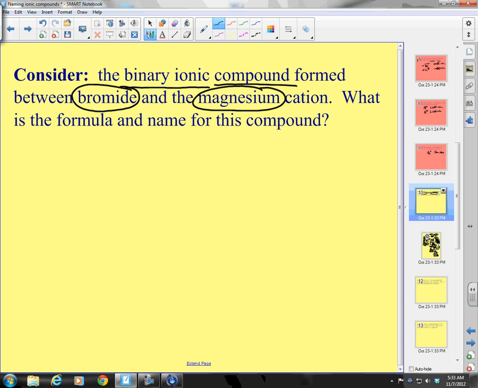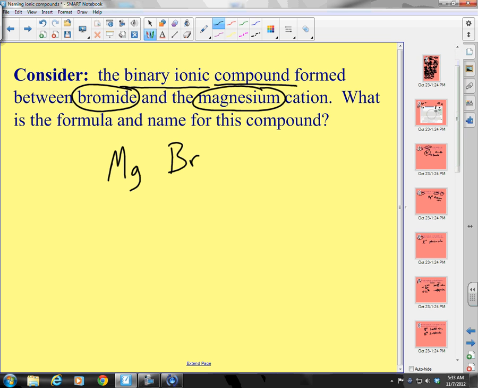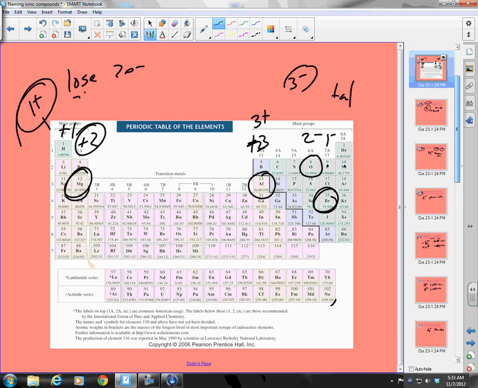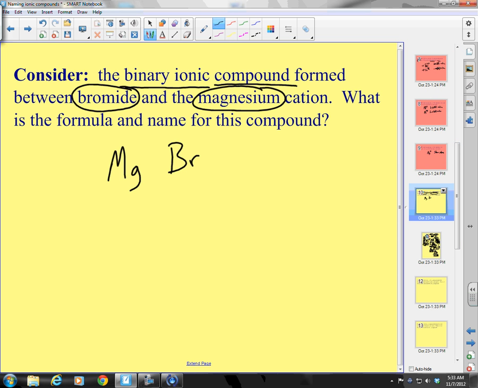Magnesium and bromide. So I have a magnesium. Metal goes first. My bromine is going to go second. What are their charges when they are ions? Here's magnesium. It is a 2 plus. Here's bromine. It is a 1 minus. So what's my least common multiple? 2 and 1 is 2. So how many magnesiums do I need to produce 2 electrons? I need 1. Good. How many bromines do I need to consume 2 electrons? 2.